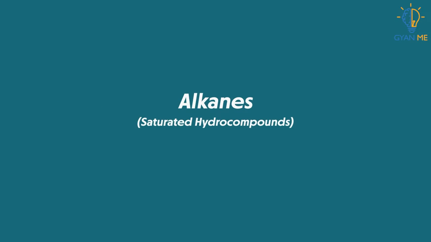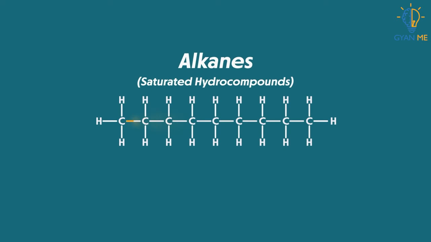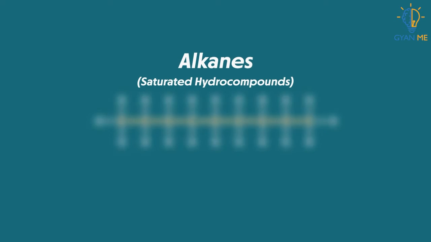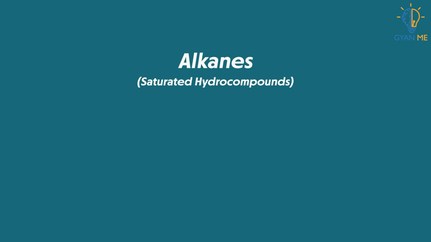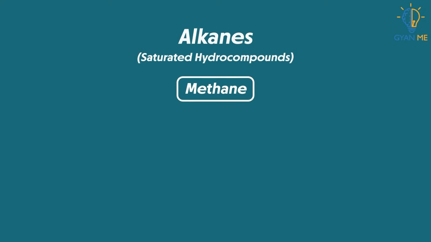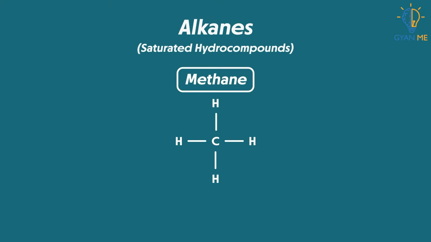Thus, all alkane compounds have only a single covalent bond between all their carbon atoms. The simplest hydrocarbon of the alkane group is methane. Can you recall the methane structure? Yes, it contains a single carbon bonded to four hydrogen atoms by single covalent bonds. Its molecular formula is CH4.